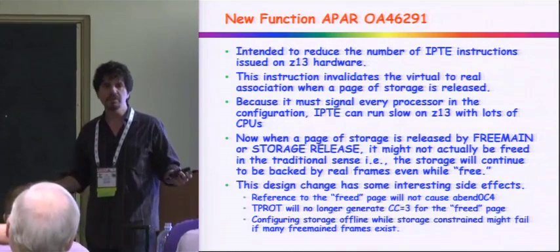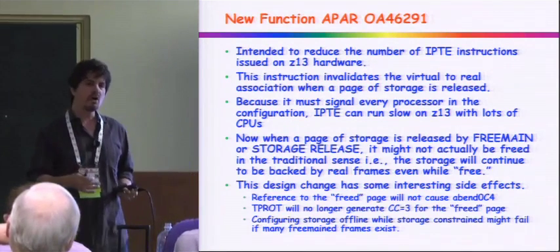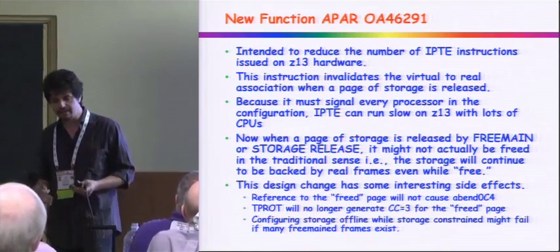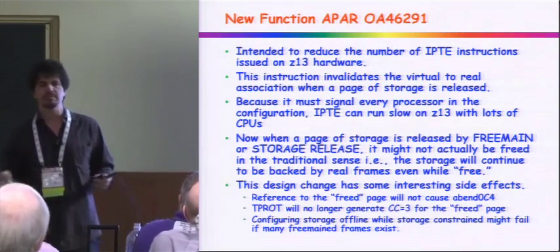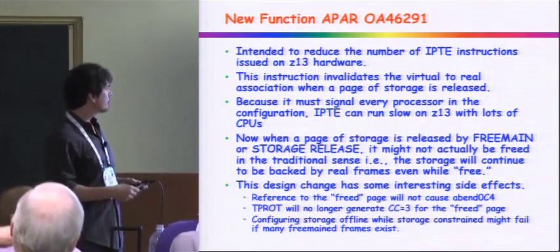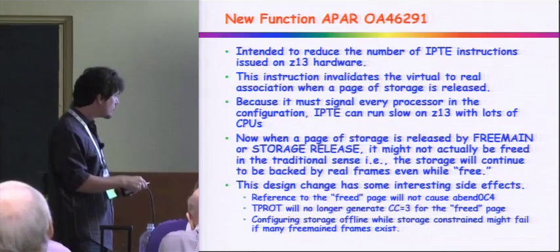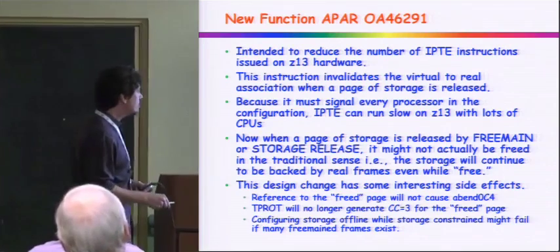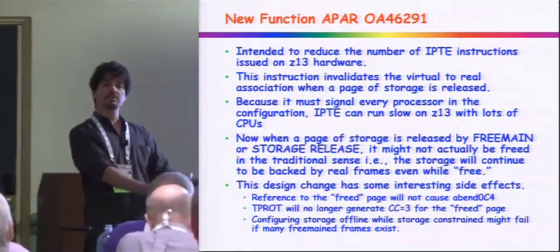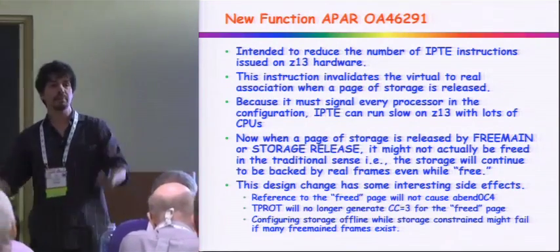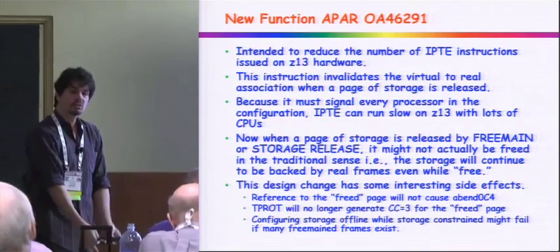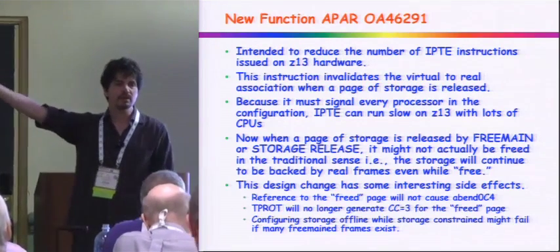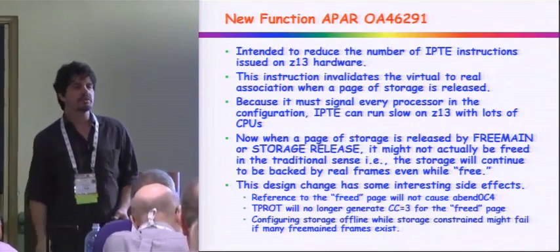Now when you FREEMAIN a page, it no longer actually frees the real storage in many cases. It's driven by RSM, SRM decisions, and so on. But you can end up with this situation where the real storage is not freed in the traditional sense. And so there are some interesting side effects. You free a page of storage, you GETMAIN or STORAGE OBTAIN a page of storage, then you FREEMAIN or STORAGE RELEASE it, and then you reference it, and you don't die. It keeps on going. You don't get the OC4 you used to get.